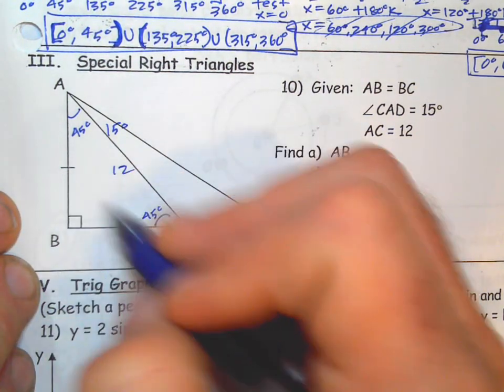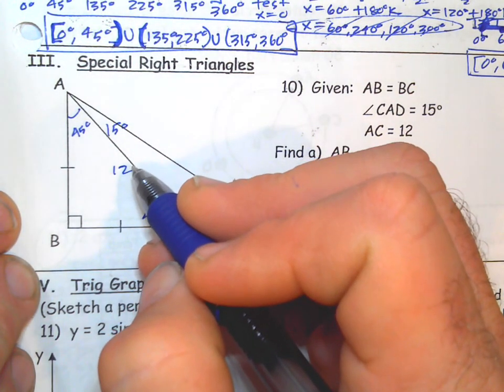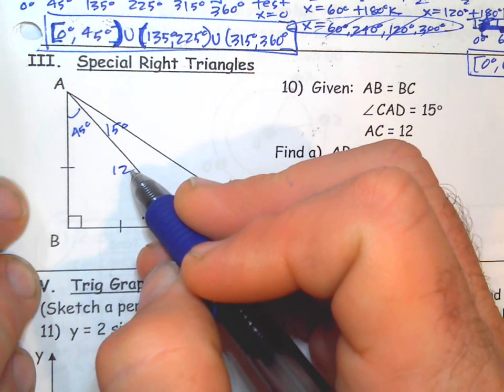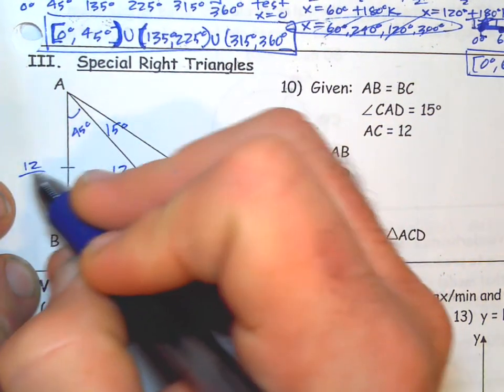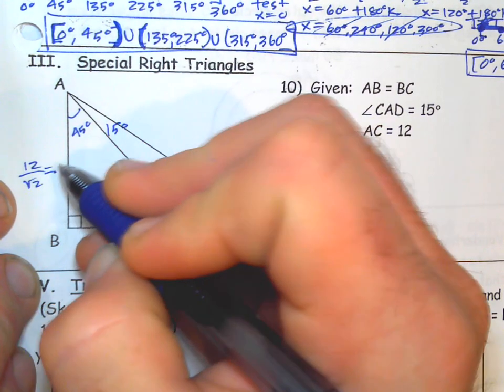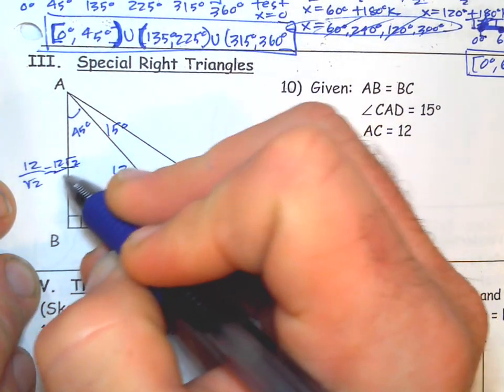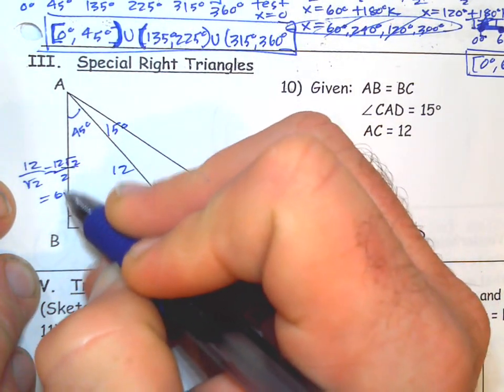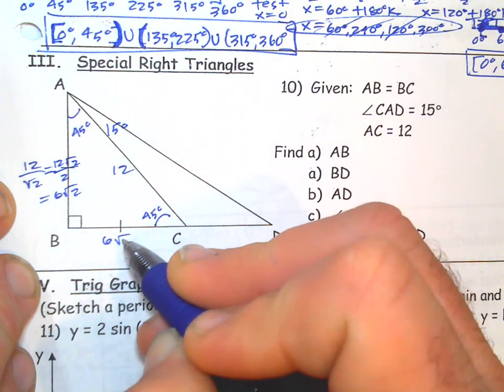The legs are equal. The hypotenuse is the leg times root 2. So to work backwards, it's going to be the hypotenuse divided by root 2, which if you want to rationalize the denominator is going to eventually give you 6 root 2. So this one's 6 root 2.